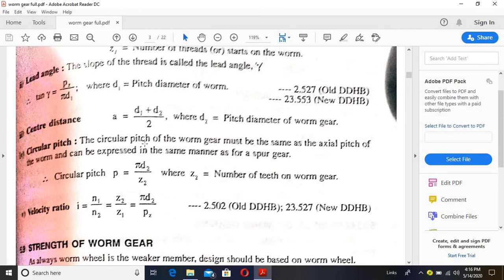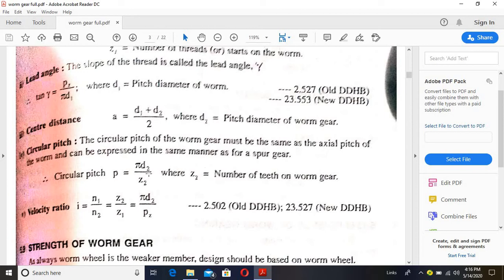Next we will see circular pitch. The circular pitch of the worm gear must be the same as the axial pitch of the worm. Whatever axial pitch you have for the worm, the same you will get for the worm gear, and it can be expressed in the same manner as for the spur gear. How do you express it for the spur gear? The circular pitch, P is equal to pi into m, and in the same way I am representing it here. So circular pitch, P is equal to pi d2 divided by z2. Whatever the axial pitch you have, the same way we are representing it for the gear.